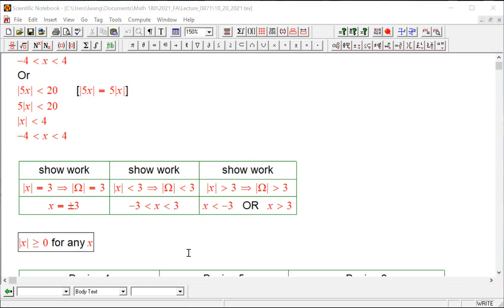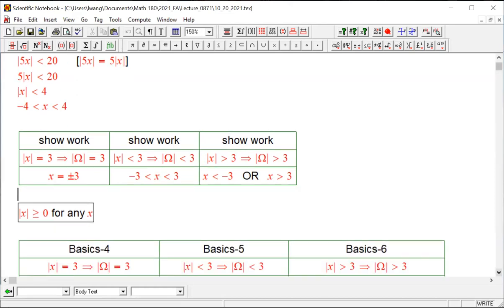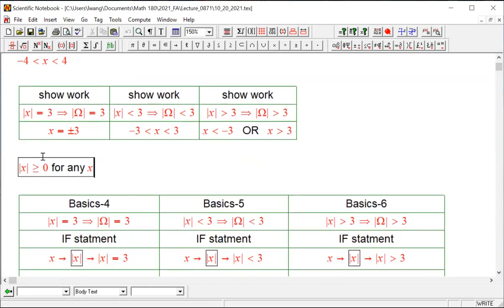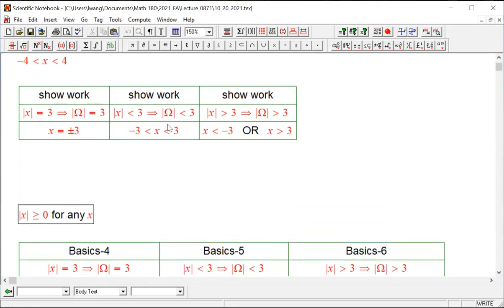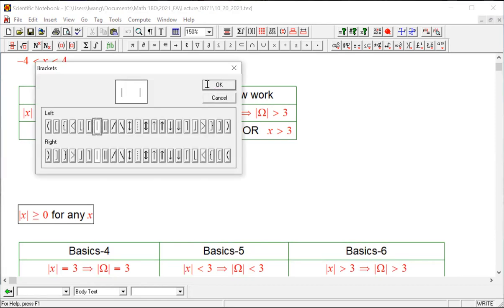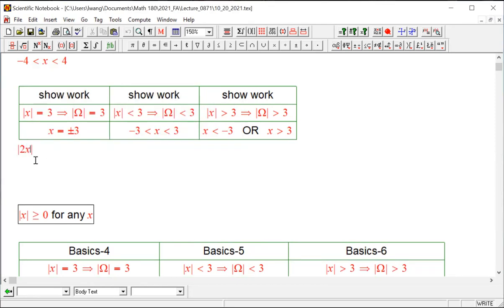For those of you who went to Farouz's room, I think he has done 2x in absolute value is larger than 7, right? So I'm just going to bring that over here. You have seen that. Excuse me, just for a few minutes, I'm going to go over this question: 2x in absolute value is larger than 7.